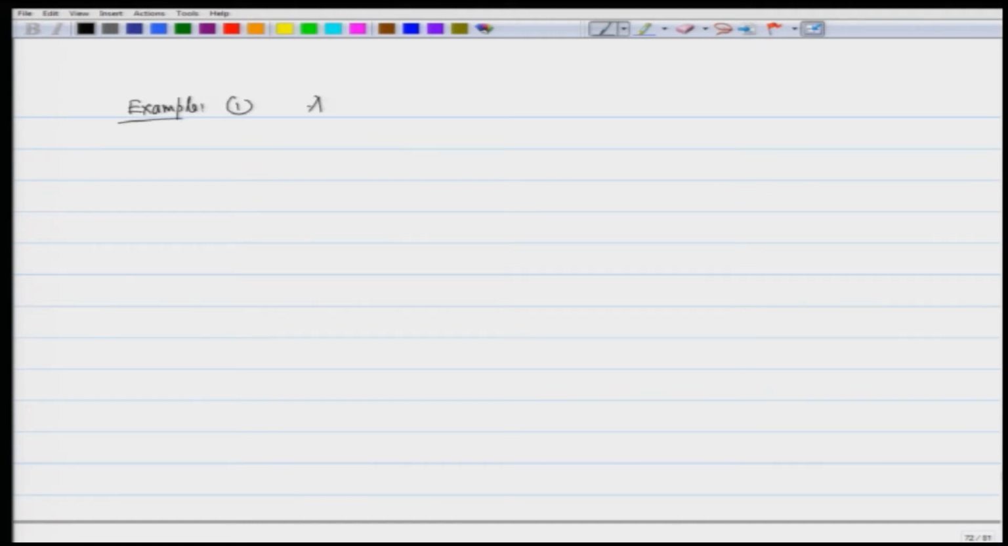So, I have this matrix A which is [1, 2; 2, 4], fine. If I look at the RREF of A, I can just use this to make this one 0. So it is [1, 2; 0, 0], and this implies rank of A is 1, fine.